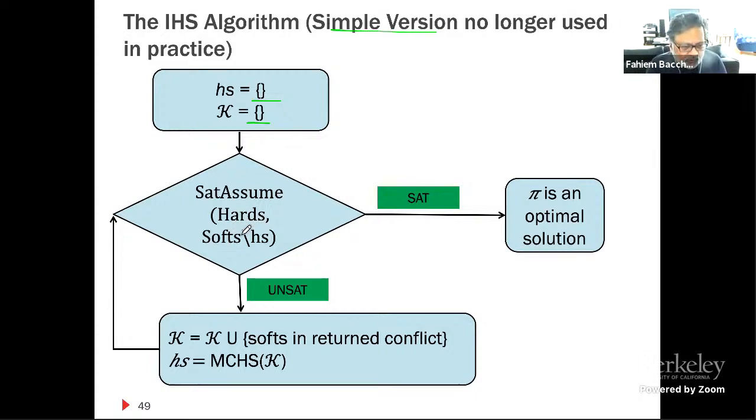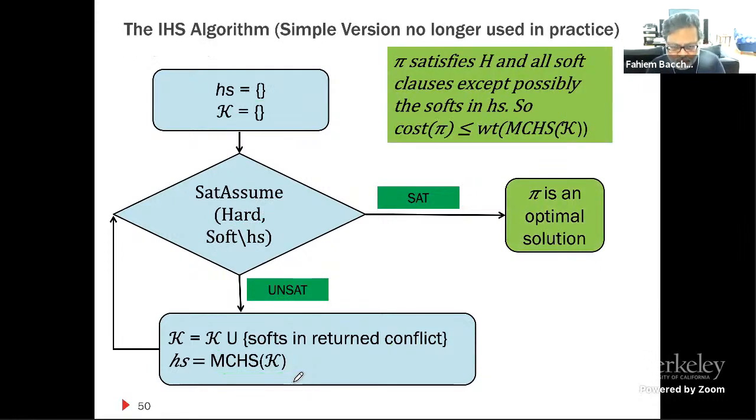You then do a SAT solve under assumptions. You solve the hards and you ask it to also solve all of the softs except those that are in the hidden set. If the result is SAT, then you have found an optimal solution. If the result is UNSAT, then you have returned yourself a conflict. And that conflict you can add to your set of cores, and now you can recompute your minimal cost hidden set. And you go again. And why does this work?